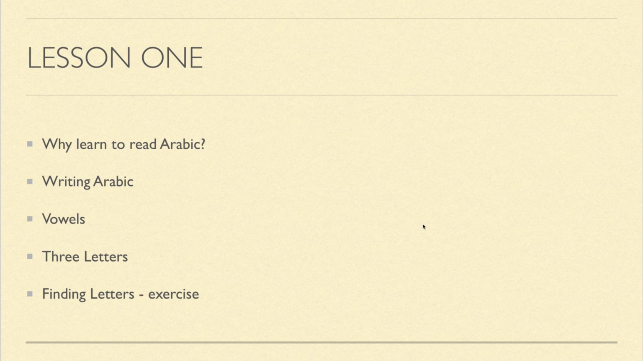So we have learnt why we should learn Arabic, what is the Arabic writing system, how vowels work in Arabic, and we've looked at 3 specific letters, the ba, the ta, and the tha, and we've looked at trying to find them in words.